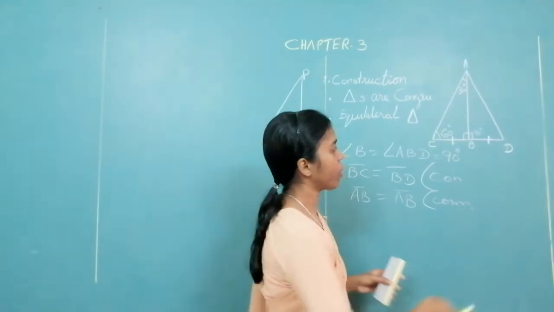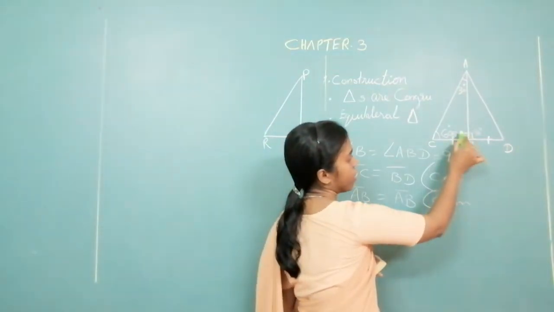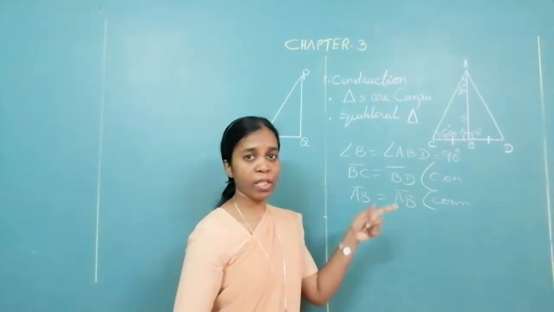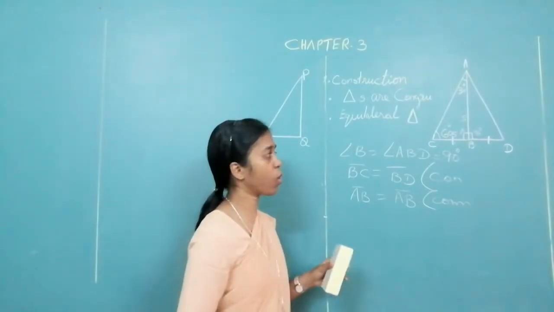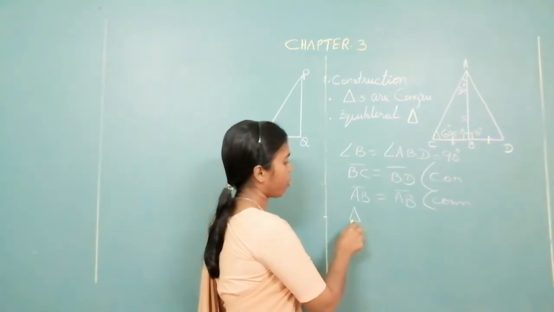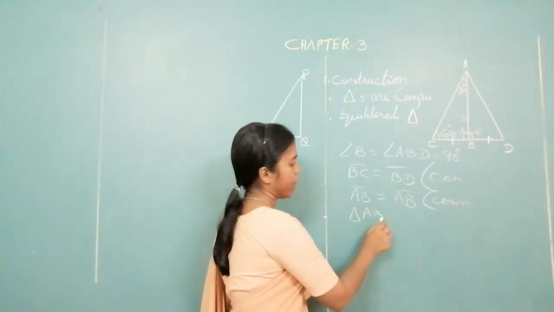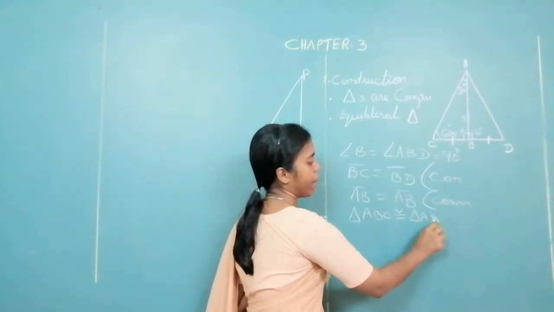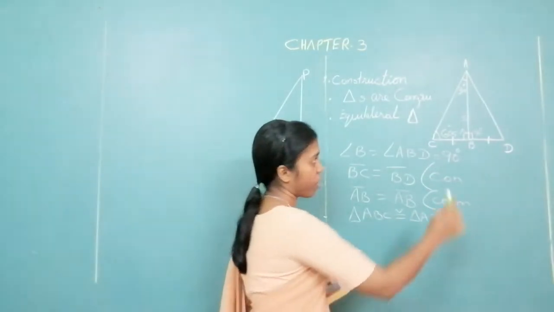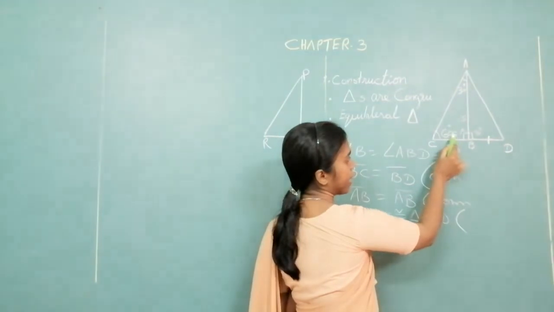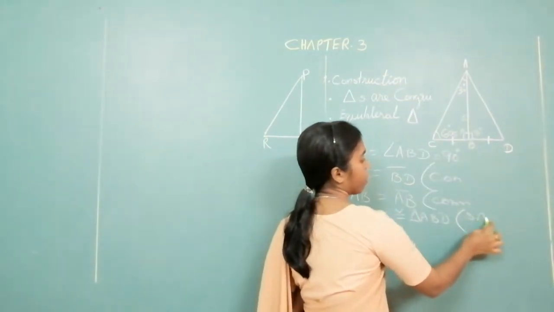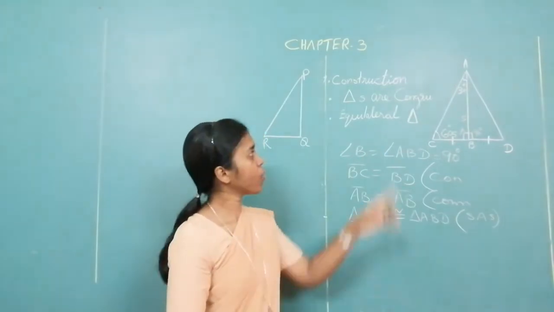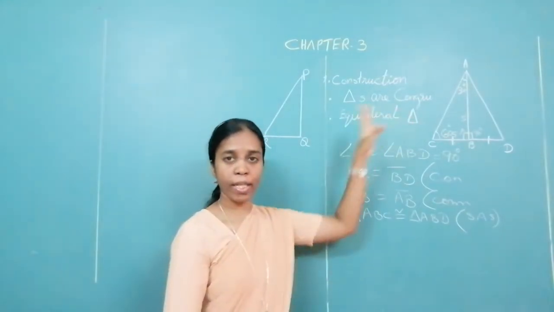So look at what we have got: side, this angle and this side. By which test can you show these two triangles are congruent? Therefore triangle ABC is congruent to triangle ABD. By which test? We are showing by SAS. By SAS test, these two triangles are congruent. Okay, so we have shown the second part: show that the triangles are congruent.